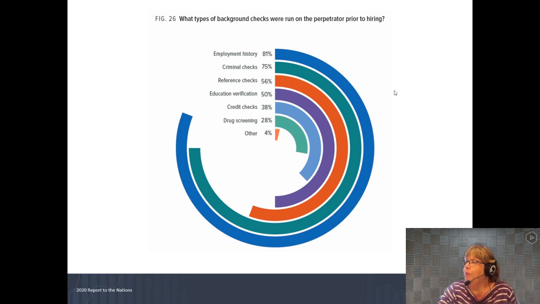So just a little bit of what types of background checks were run. Employment history was the most common at 81%. Criminal checks next. Only a little over half check references. And 38% check credit reports. So you are able to check somebody's credit report if they're in a position that will handle valuable assets or cash.